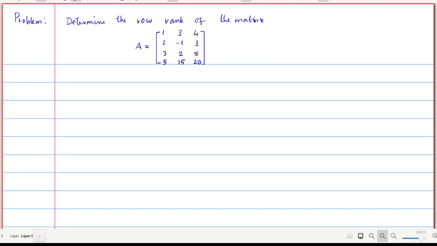We can discuss this problem right now. Determine the row rank of the matrix. In order to find the row rank of the matrix, we will find a new matrix obtained from this A by successively performing row transformations on A.